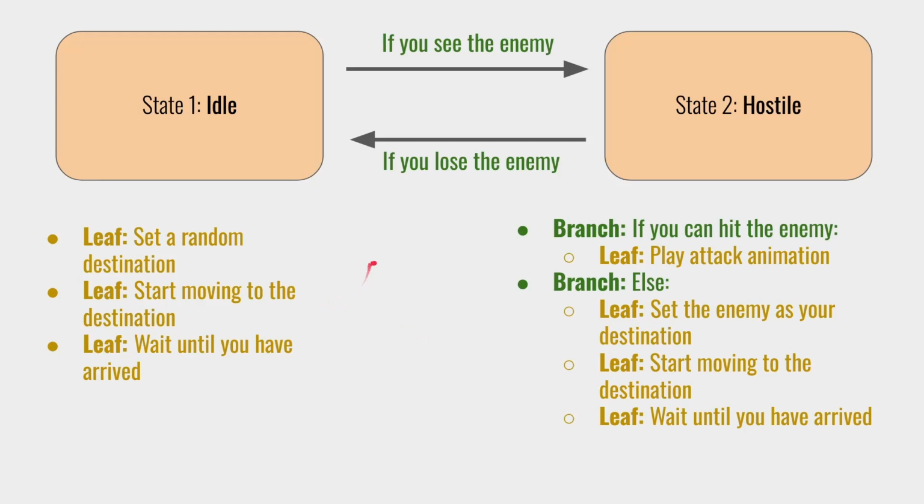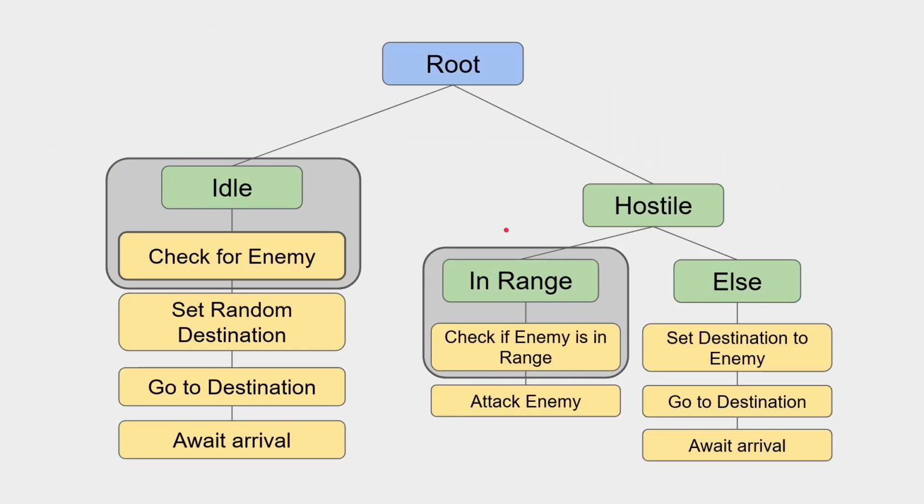So you can kind of think of these as leaves and branches. So these are leaves, these are actions that you're taking. And then these are branches. If you can hit the enemy, then you're going to do this. Otherwise, you're going to do this. But we're also missing these, if you lose the enemy, if you can see the enemy. So now, here it is represented as an actual behavior tree. And it starts at the root, and it goes to these branches, which then go to these.